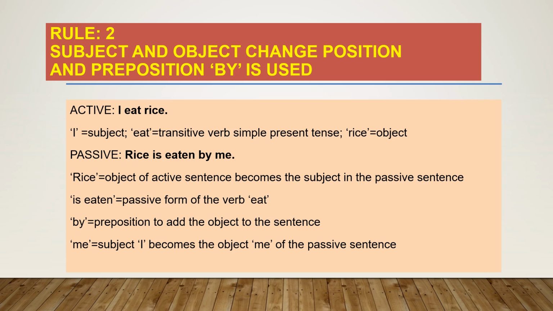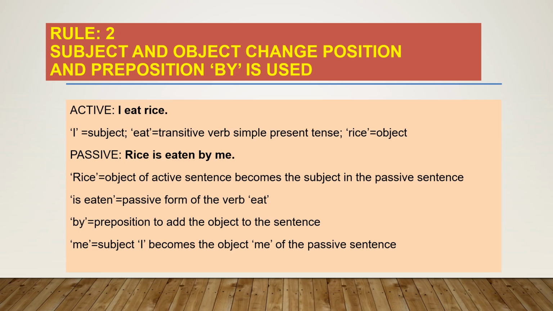So passive, object becomes subject. So first we write rice. Now eat, which is an active verb, has to be transferred into the passive form. So we say to be has to be used. To be in the simple present form is, because rice is a singular noun, we use the singular form. So is. Eat, past participle is eaten. So the verb becomes rice is eaten.